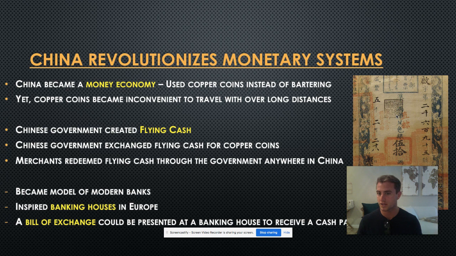And so flying cash becomes just as important, just as expensive, as precious as the copper coins themselves. And so this is going to encourage trade in China, another wonderful innovation that's going to encourage trade. And more importantly, it's going to establish paper currency as a real thing throughout the world. And we see Europe is going to follow their lead. They're going to create banking houses, which is going to become the modern bank. And they use a bill of exchange, which is essentially paper currency or flying cash.